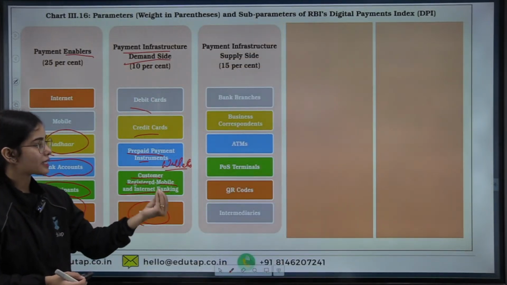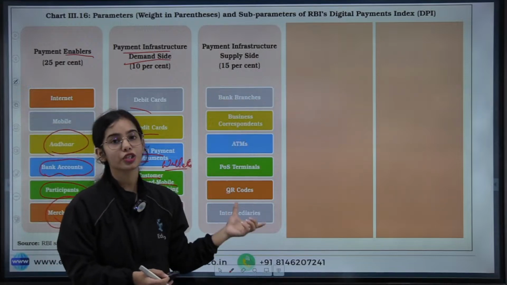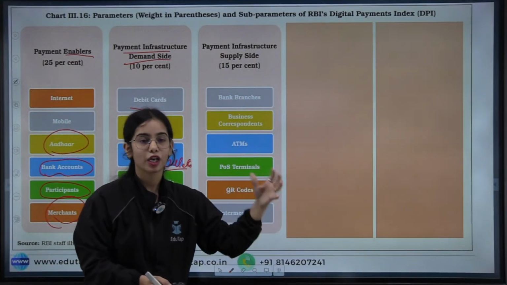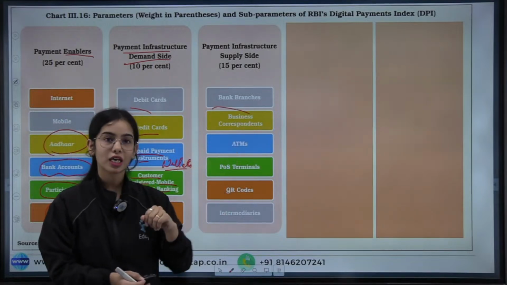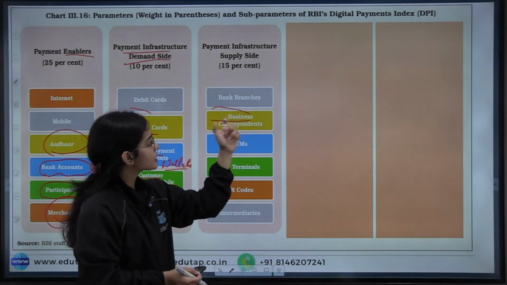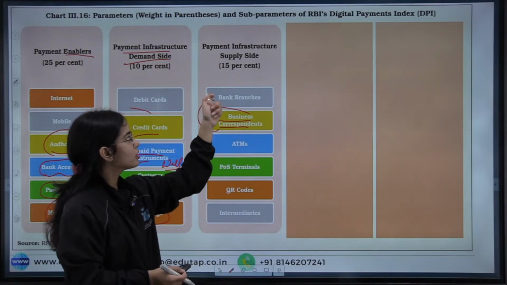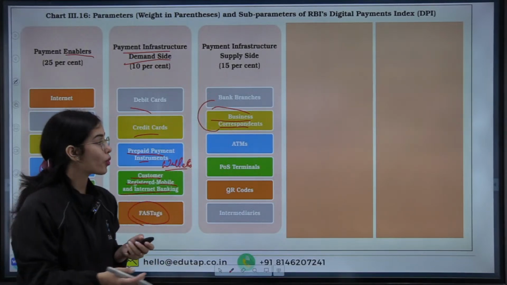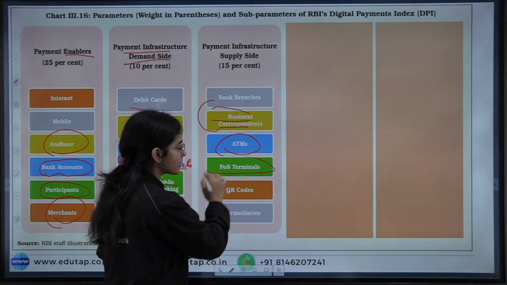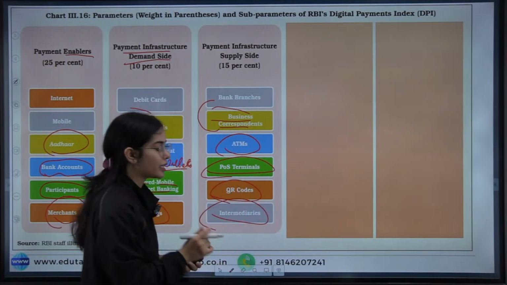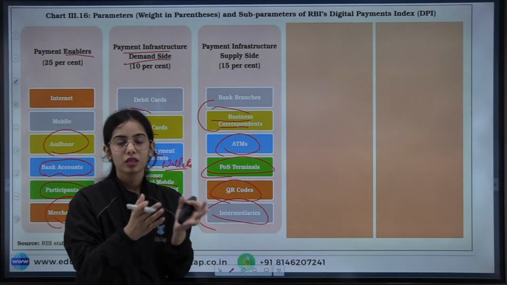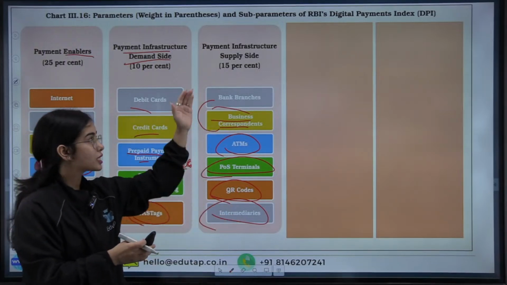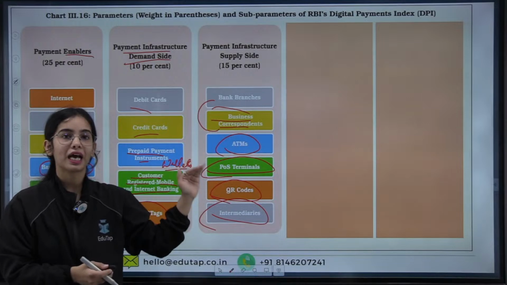Then there is the supply side. These are the infrastructure that you require in the supply side. For the supply of digital payments, you can understand that bank branches are required. The business correspondents that are helping the bank branches are required. The ATMs, the POS terminals, the QR codes, the intermediaries are required for the supply side of the digital payments. So this is the payment infrastructure for the supply side.